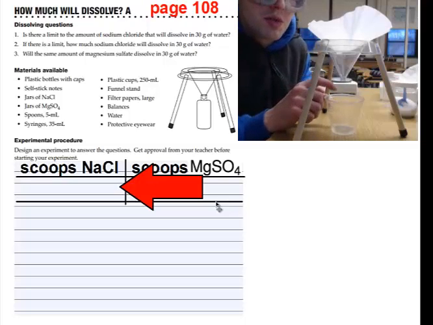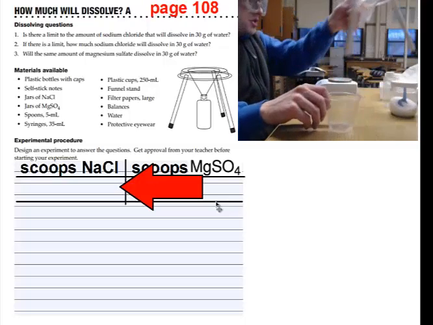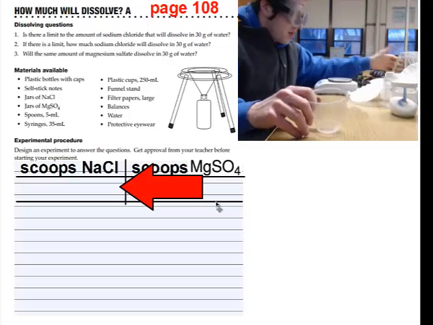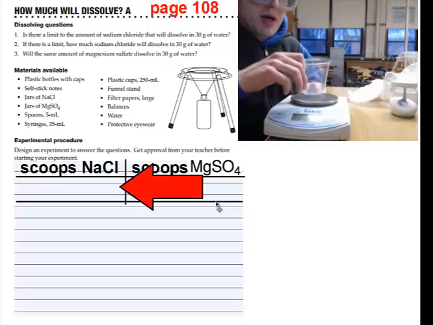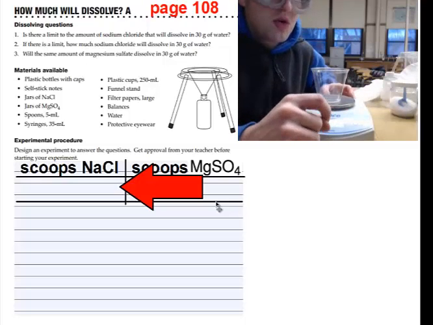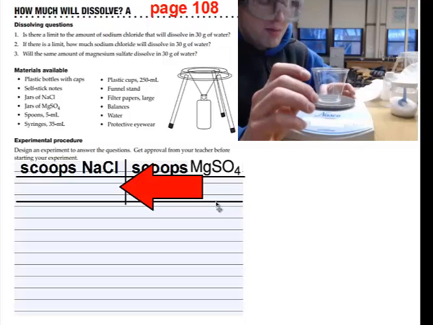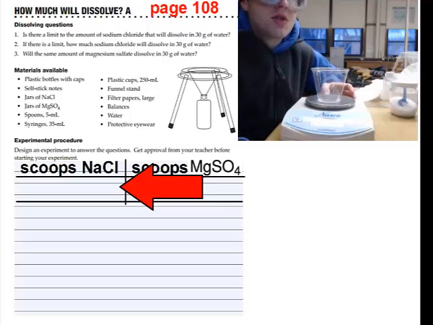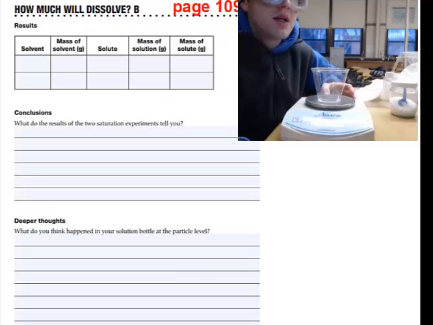Once you've collected all the liquid from the filtering process, you should take that cup and place it back on the scale. And if you have zeroed it before, it should tell you the mass of the amount of sodium chloride and water located in your solution.